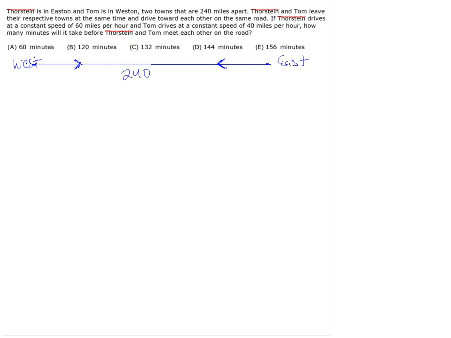Okay? It says if Thorstein drives at a constant rate of 60 and Tom drives at a constant rate of 40, how long will it take before they meet on the road?